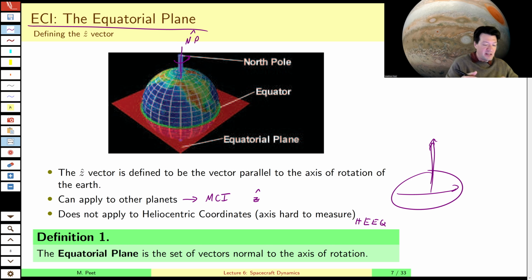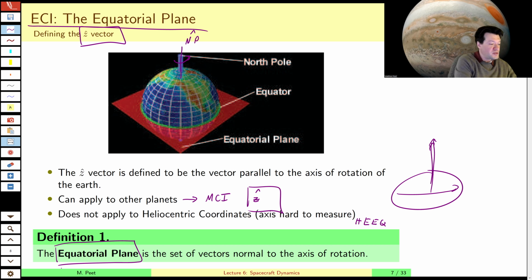But anyway, in each of these planetary systems, there's a natural coordinate system defined in the same way as it is for Earth, using the equatorial plane of that planet, or sun in this case, and defined with that z-hat vector, right? All vectors perpendicular to z. So this defines the z-hat vector in these coordinate systems. It also defines the equatorial plane, which is the plane of vectors which are normal to that z-hat vector.